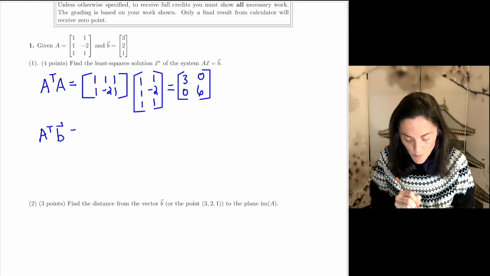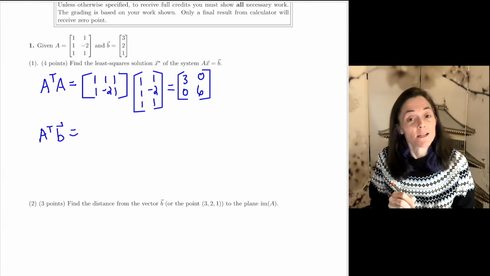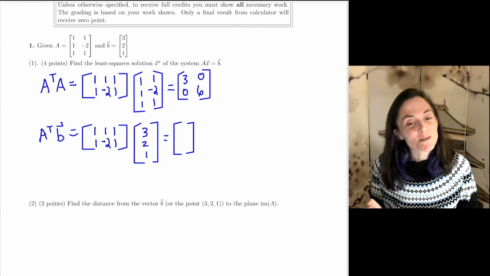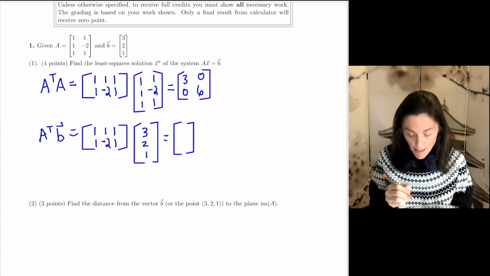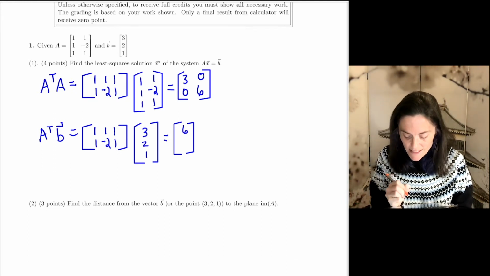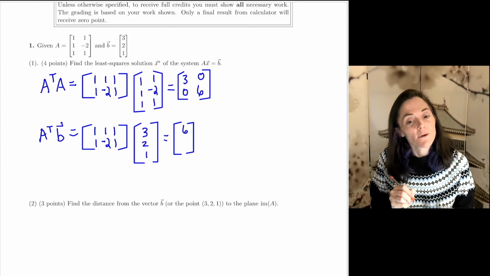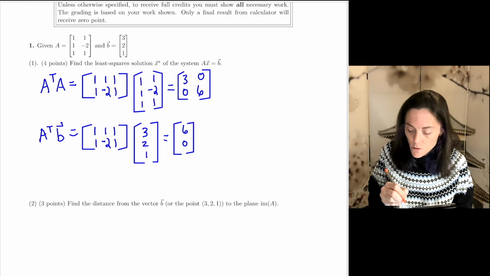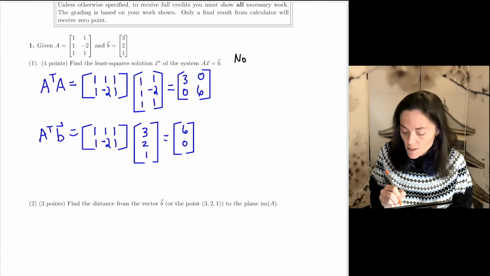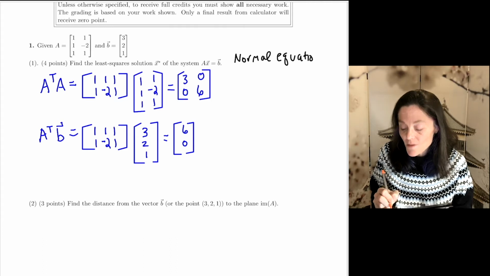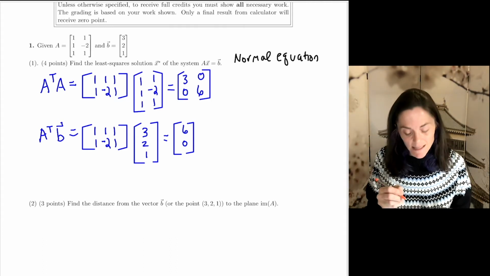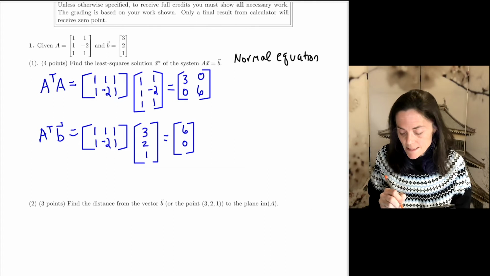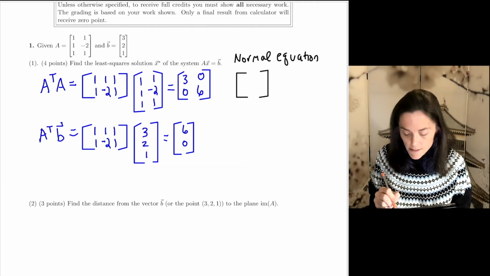Now, A transpose B, I can just recopy A transpose. When we multiply A transpose times B, I get 3 plus 2 plus 1, which is 6. And then I have 3 minus 4 plus 1, which is 0. And so maybe I'll write in black my normal equation. My normal equation, well, this is always consistent, and the solutions to this normal equation are our least squares solutions.